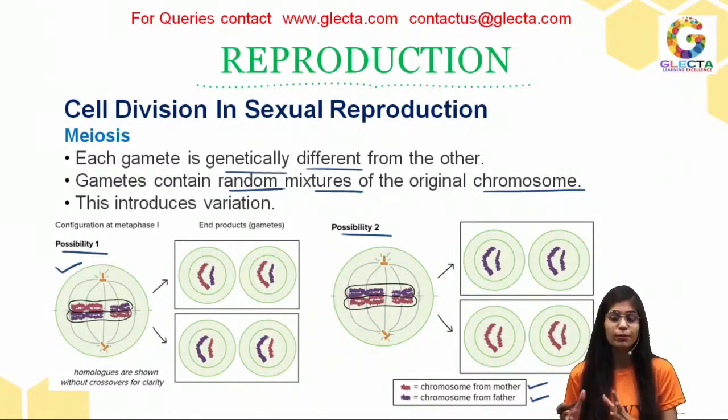And because there are different possibilities and because there are different combinations of chromosomes that can come down to your one single gamete cell, this introduces variation. How there can be different gametes and different sets of chromosomes coming down from your normal cell to a meiotically divided cell.